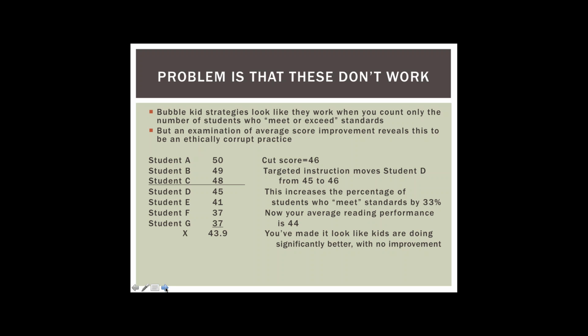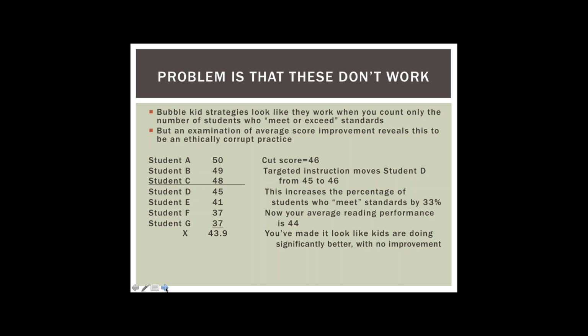Here I've got a classroom or a school that only has 7 kids in it, so it makes the numbers real easy. But essentially, you can see these students are scoring as low as 37, like children F and G, and as high as 50, like student A. And on this imaginary test, the cut score is 46. All that means is that in this fictional state, to meet or exceed the state standard, one would have to get a 46 or higher on the test.